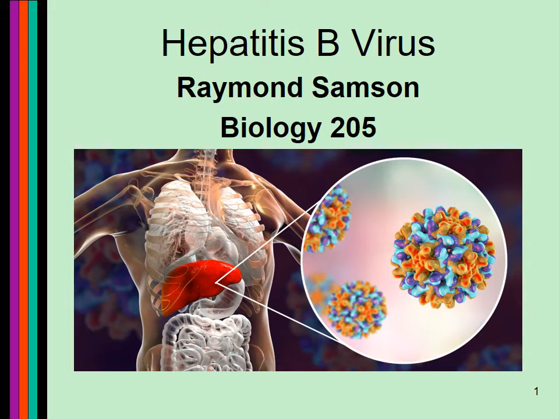In the United States, the most common hepatitis viruses are hepatitis A, B, and C. Today's short lecture will focus on inflammation of one's liver due to the hepatitis B virus. We have a lot of ground to cover, so let's jump right in.